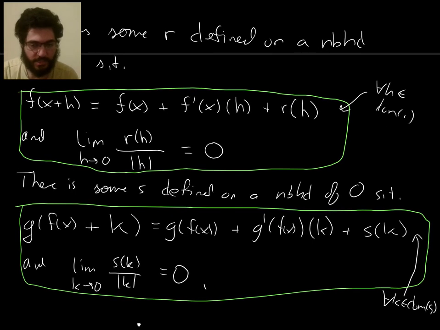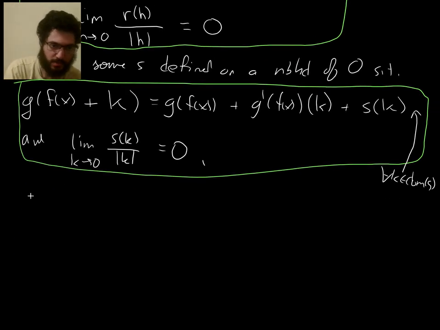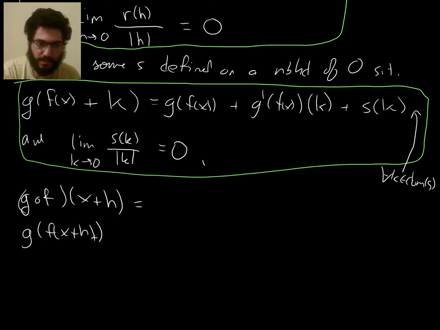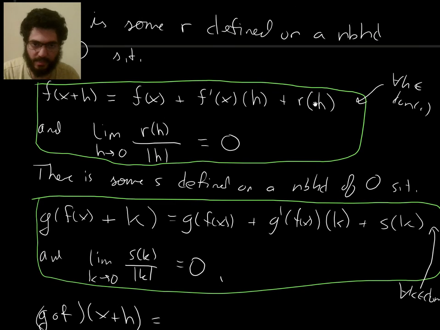Alright, so proceeding just like last time, I'm going to start with g composed with f of x plus h, and see what I can do with that. See if I can get it to look like a linear approximation plus a remainder, and then see if I can show that the remainder goes to 0 fast enough. So this is g of f of x plus h, and then f of x plus h from up here is f of x plus f prime x h plus r of h.